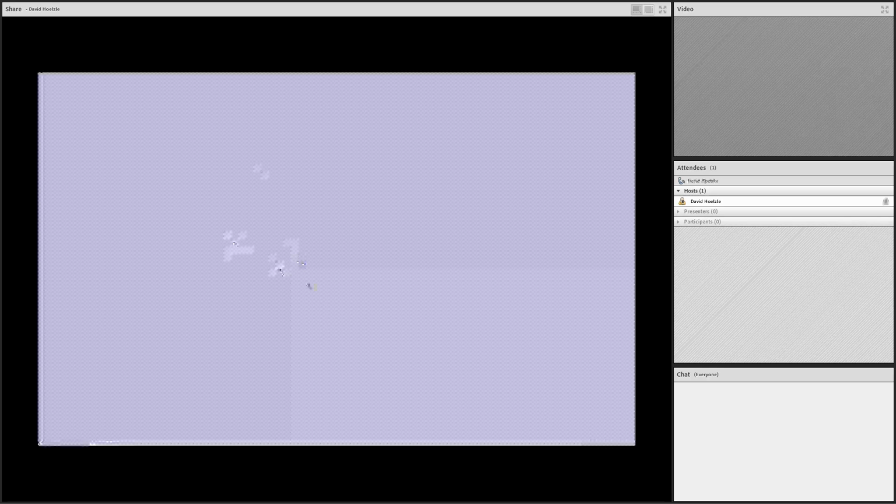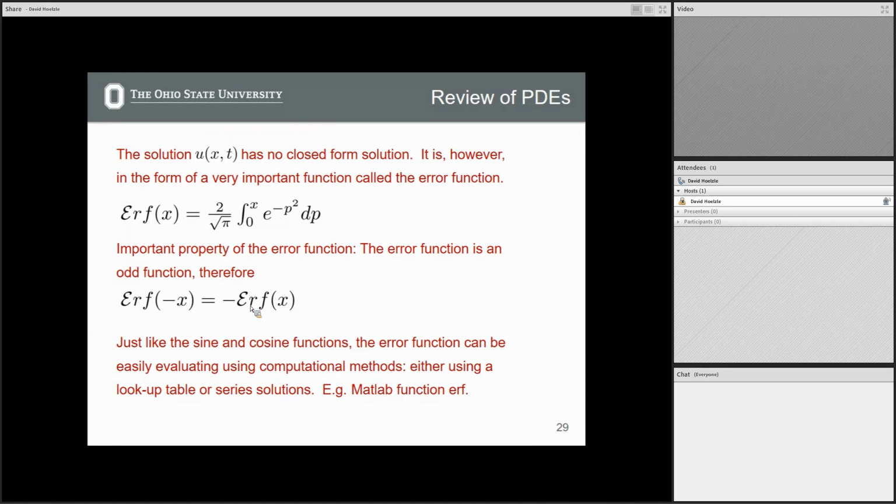All right, some important properties of the error function. It's an odd function, so we have this property. And just like sine and cosine, you can't write it as a polynomial or some simple function, but MATLAB and other computer programs have essentially either Taylor series approximations to this or lookup tables that have been defined to calculate the error function. So you can use the MATLAB function erf to solve this for you. As long as we have some sort of value x here, we can evaluate the error function.